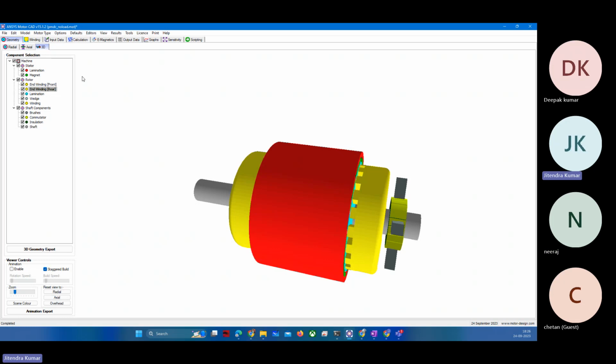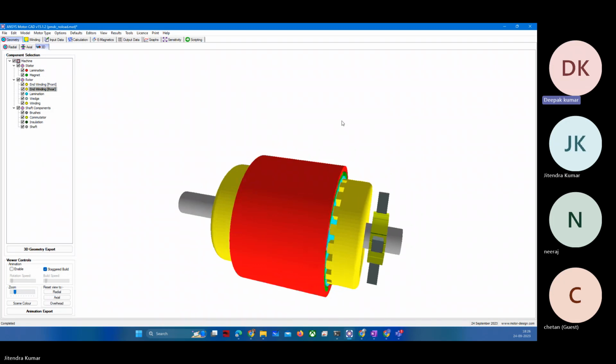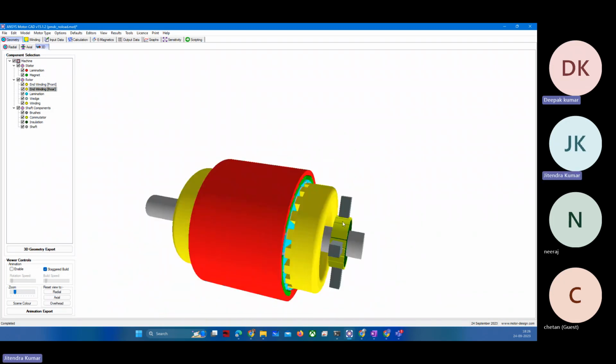So is that clear, Deepak? Sir, these 4 brushes connected to a single supply, common supply? These four.